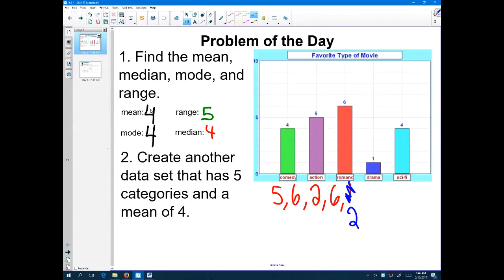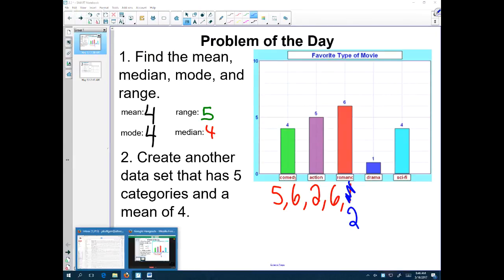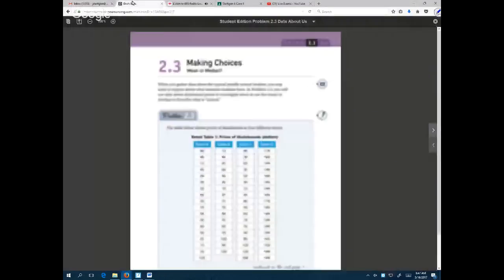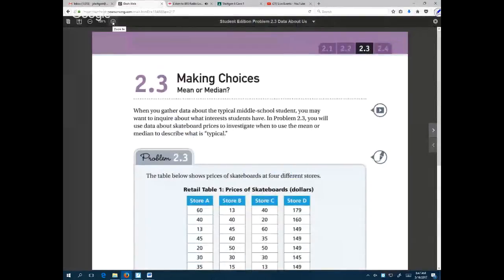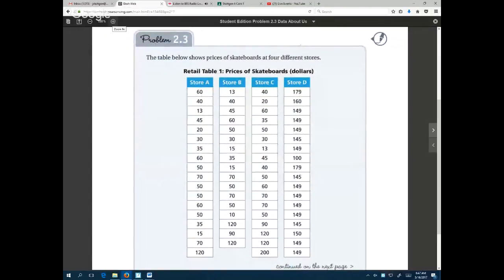All right. Now, here's what you're going to be working on today. And what we don't get done is going to be your homework tonight because I didn't have time to make it. On the sheet of paper, you'll see it's basically this page. It has all those prices, and each one of these numbers is the price of a what? Skateboard. So you can see this store has a lot more cheaper skateboards than Store D. Store D's are pretty expensive.